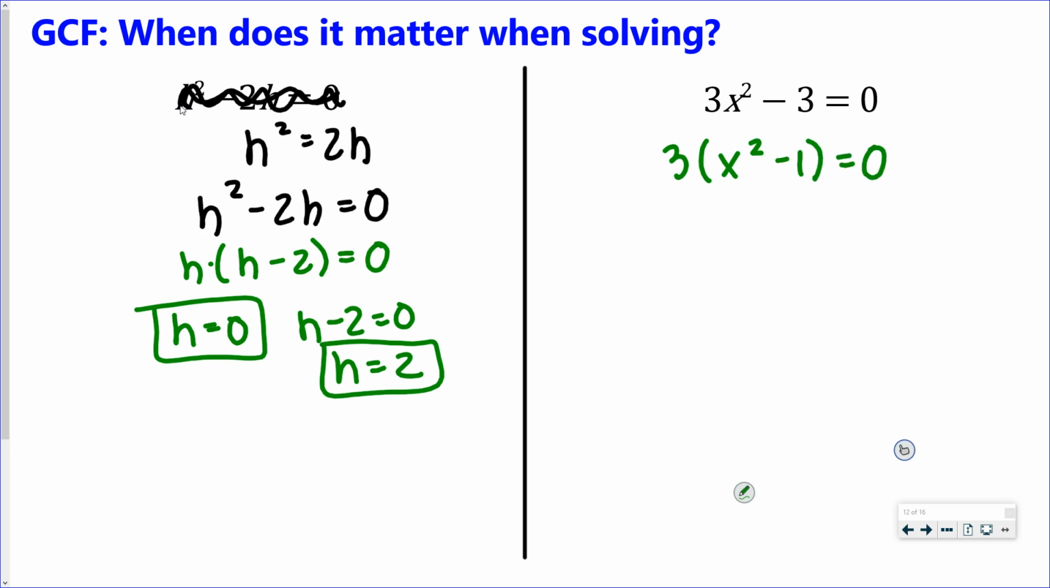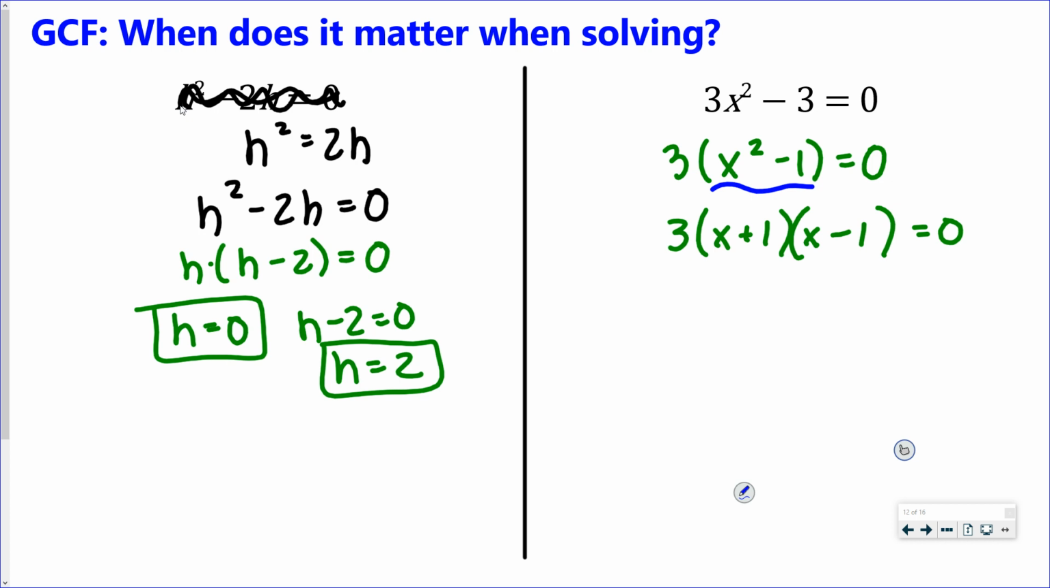How many terms do I have left? 2. Perfect squares? Is 1 a perfect square? 1, yeah, but negative. Well, remember, difference of two squares. This actually factors further. This is a difference of squares. And remember how my difference of squares factors? It's minus 1, is plus... Good, yup. X plus 1, x minus 1. There's my fully factored answer.